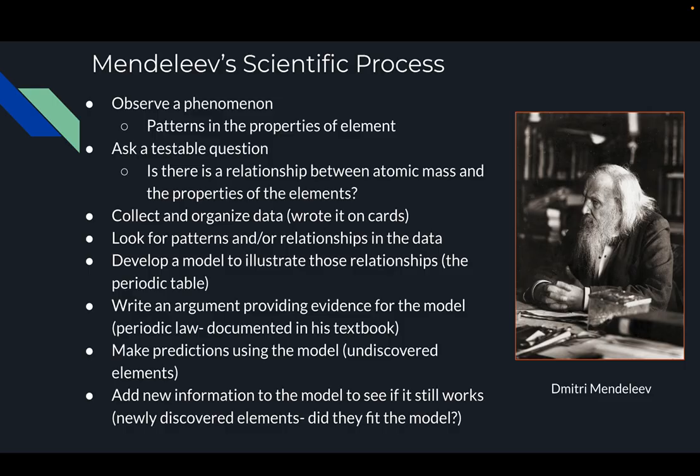Basically, he wrote the element names on cards and wrote down all the information he knew about them. Then he moved the cards around until he could see some patterns and/or relationships in the data. He started to develop a model where he was illustrating the relationships he was seeing, which was, as you put it, the elements in order of atomic mass, you start to see repeated patterns of properties. This became the periodic law and what is known as the periodic table.